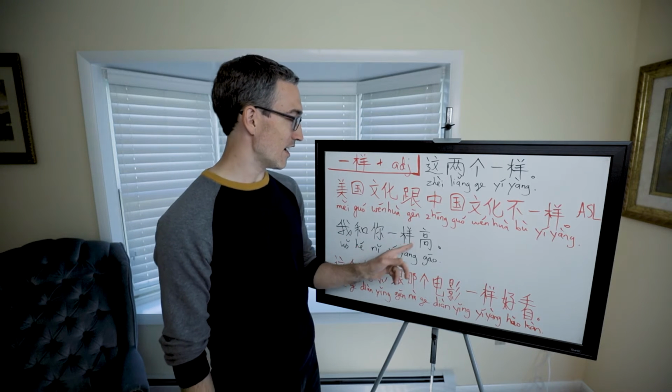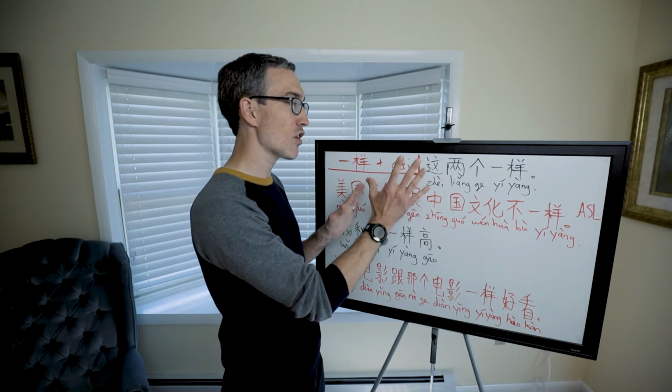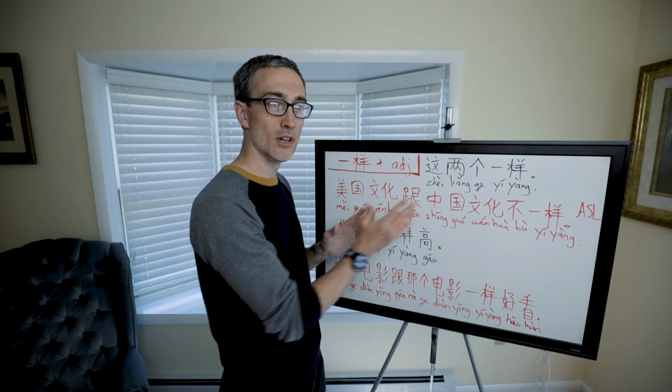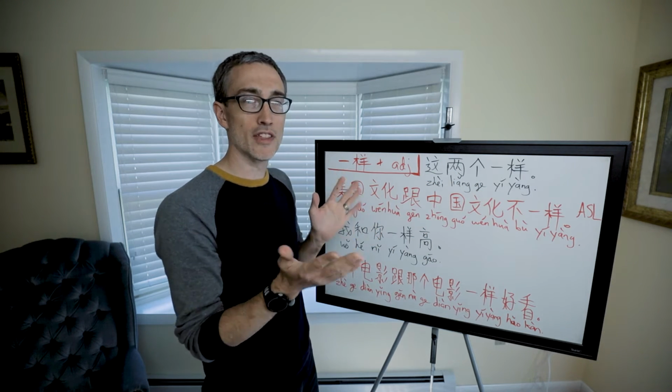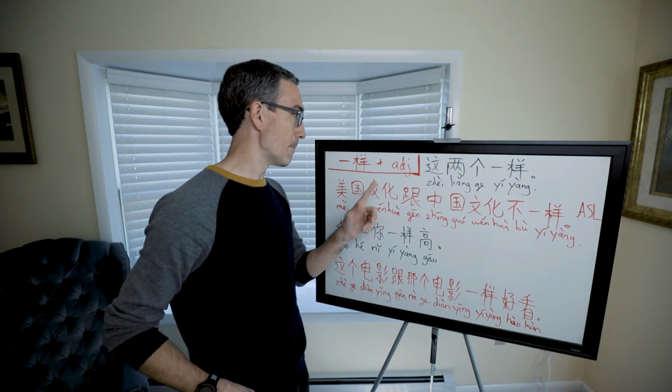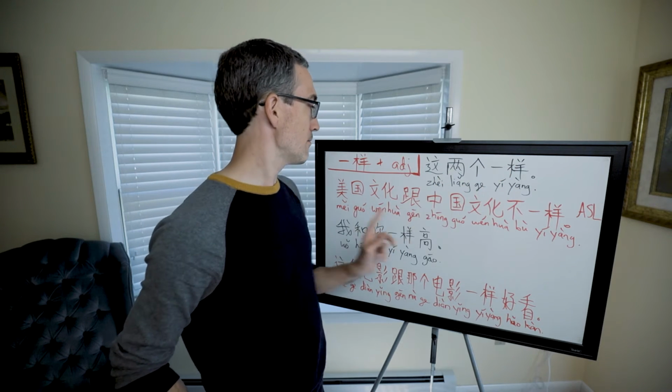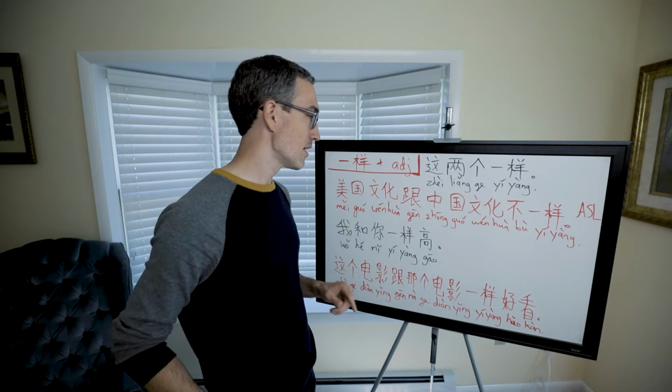我和你一样. Okay, so that's saying that two things are the same or two things are not the same. Or you could have three things or whatever too. But some things are the same or some things are not the same.